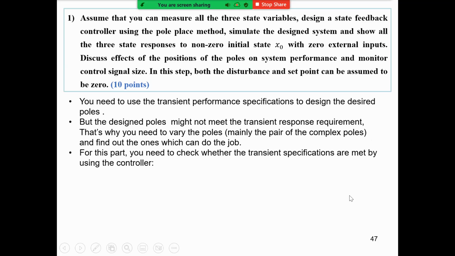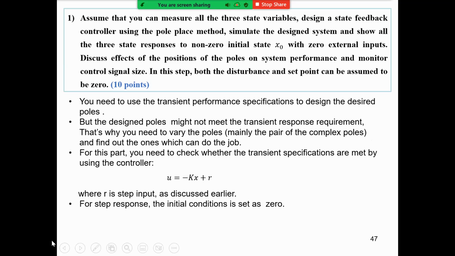For this part, you need to check whether the transient specifications are met by using the controller, minus kx plus r, where r is the step input. When you try to simulate the step response, make sure the initial conditions are 0. We want to study the effects separately, the effect of the initial condition and also the step response. By definition of the step response, the initial conditions are supposed to be 0.